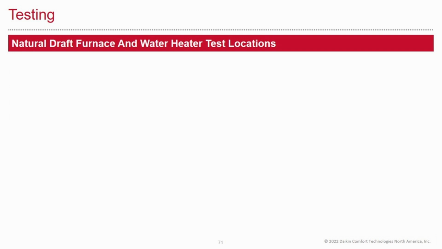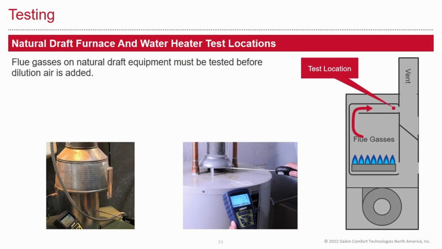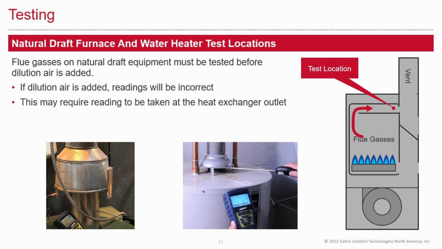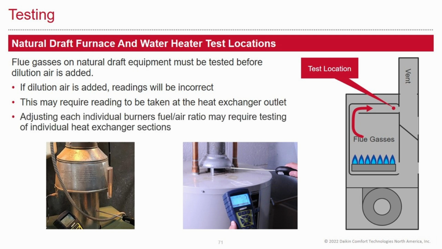Natural draft furnace and water heater test locations. Flue gases on natural draft equipment must be tested before dilution air is added. If dilution air is added, readings will be incorrect. This may require reading to be taken at the heat exchanger outlet. Adjusting each individual burner or burners for fuel-air ratio may require testing of individual heat exchanger sections.